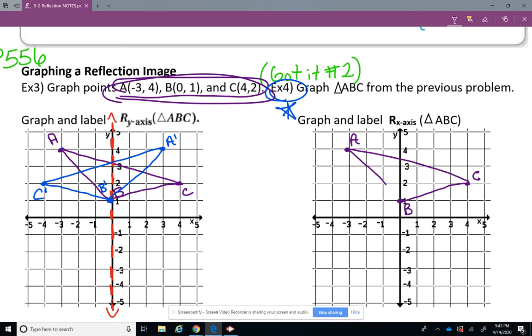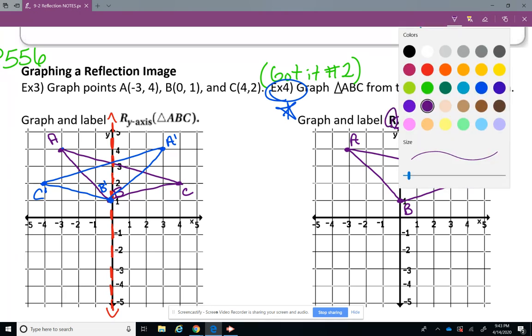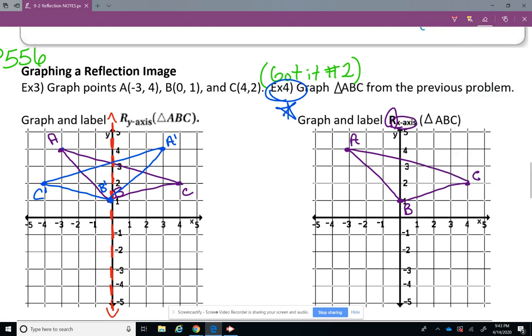Yours probably looks nicer than mine because you can pause this and go find a straight edge or a ruler. But I can't do that. All right, so we graphed it, we labeled it. Now look, we're going to reflect it over the x-axis this time. Okay, let's use red. Let's go find the x-axis, and let's turn that into a dashed line.